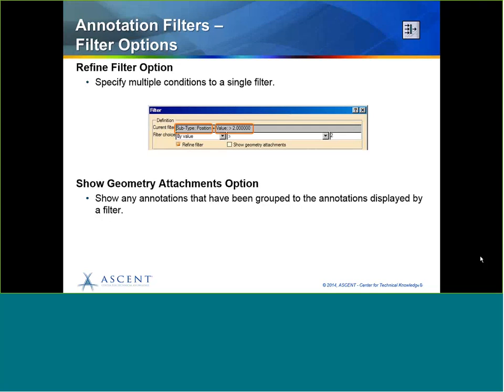The last option within this dialog box is the Show Geometry Attachments option. So what that will do is it'll run the filter, and it will display any of the annotations that match your filter settings. But when you click Show Geometry Attachments, it will also show any annotations that are grouped with the annotations that would result from the filter.